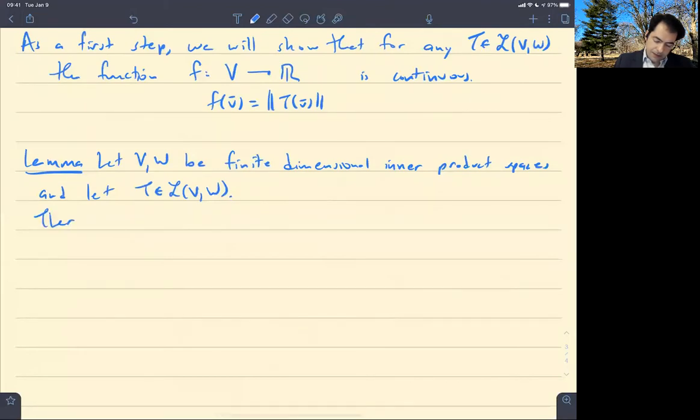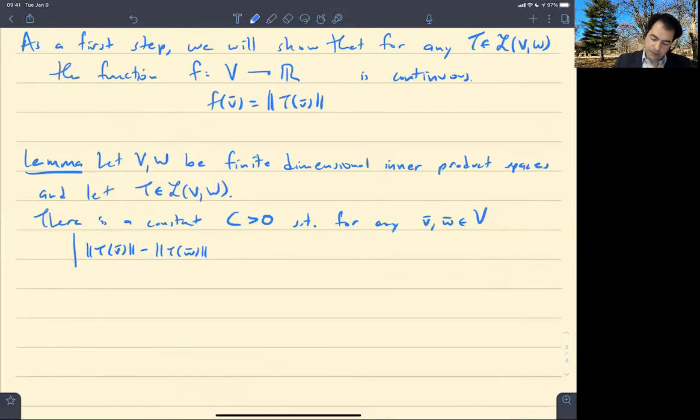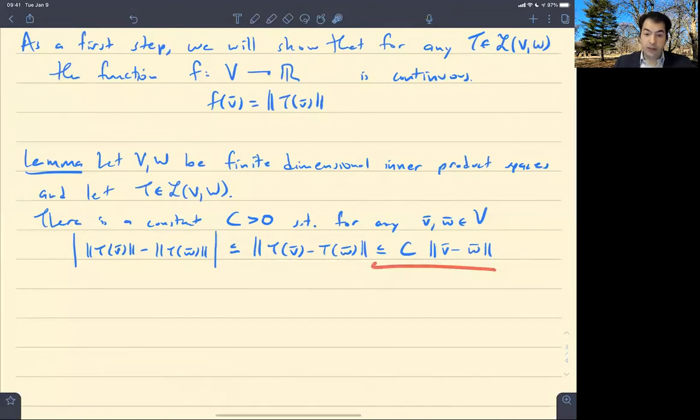Then there is a constant C positive such that for any V, W in the vector space V, we have, the size of T of V minus the size of T of W, in modulus, or absolute value, is bounded above by the size of T of V minus T of W, and that in turn is bounded above by C times the size of V minus W. Right? It's this last part that gives us continuity.